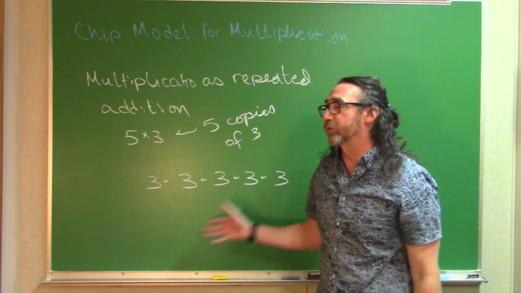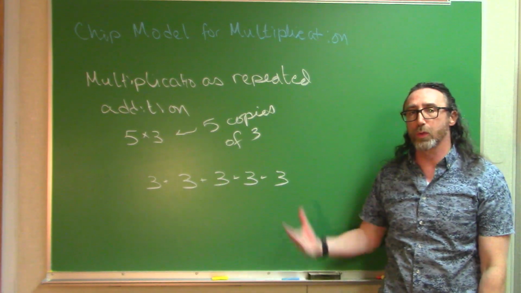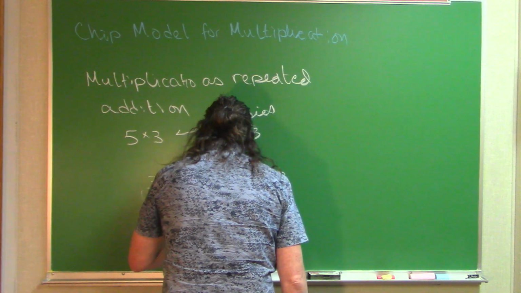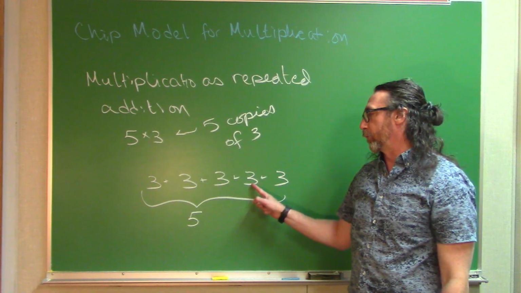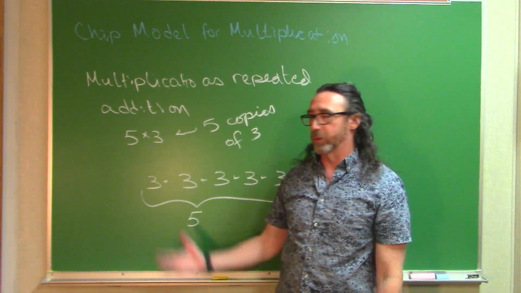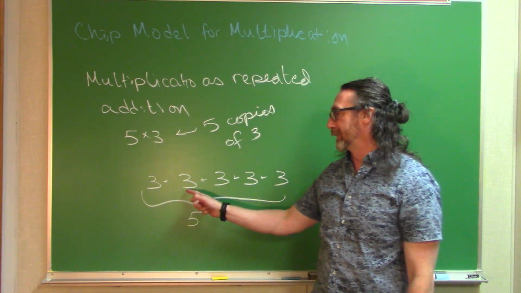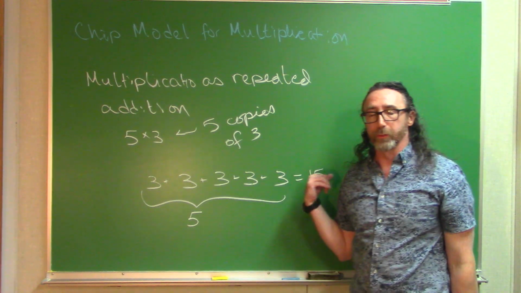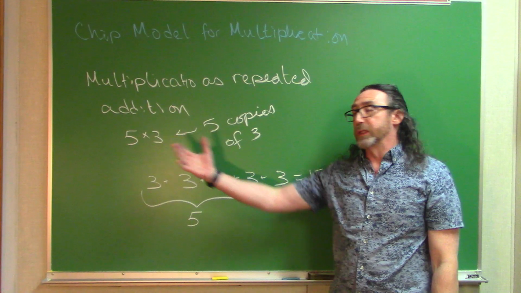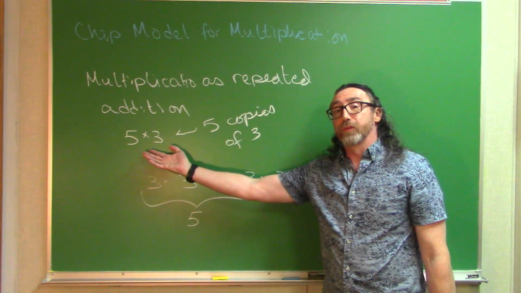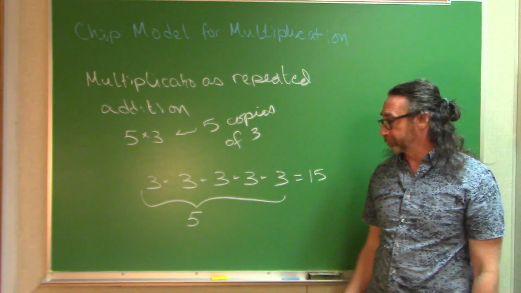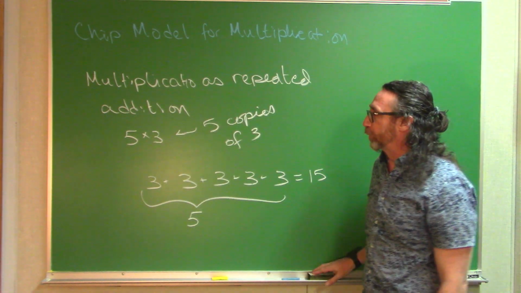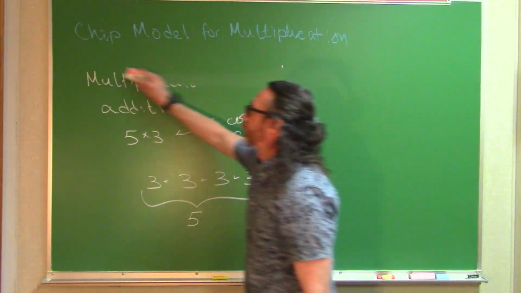Now of course these copies of 3 are considered in total. So the 5 is coming into play by the fact that we have 1, 2, 3, 4, 5 3's. And of course if we actually do the total, we have 3, 6, 9, 12, 15. And of course we remember from our multiplication table 3 times 5, or in this case 5 times 3 is 15. So keep that multiplication as repeated addition in mind as we work through some problems in the CHIP model.